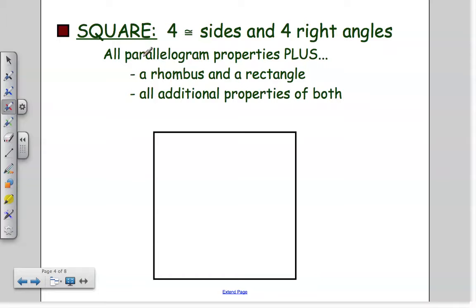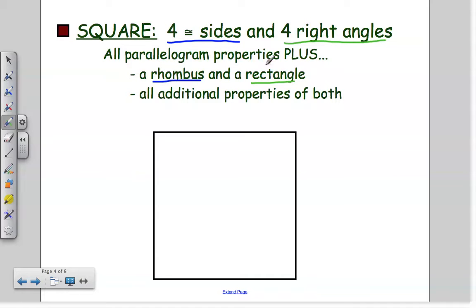And then we have a square, which is a parallelogram with both four congruent sides and four right angles, which really makes it the two things we just talked about, because four congruent sides makes it a what? That would make it a rhombus, right? Four congruent sides is a rhombus. And the four right angles makes it a rectangle. That was the definition of rectangle. So it's kind of cool. A square is both a rhombus and a rectangle and a parallelogram.